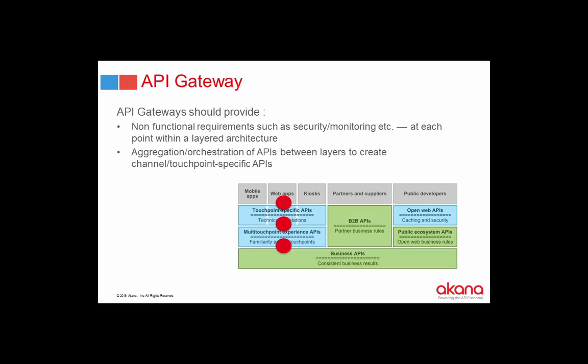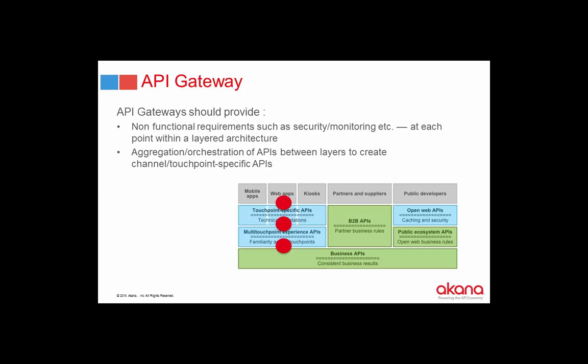In my opinion, the API gateway should really be providing also the aggregation and orchestration of APIs between these different layers. So to steal one of Randy's diagrams in one of his last slides, you have these different APIs at different levels, business APIs, B2B APIs. You're developing touchpoint-specific APIs on top of multi-touchpoint experience APIs. And this is a capability that the gateway needs to bring. You need to be able to say, well, for this particular touchpoint, I only need the following API subset. Or I need to aggregate these two API calls into one to make this mobile application perform better.